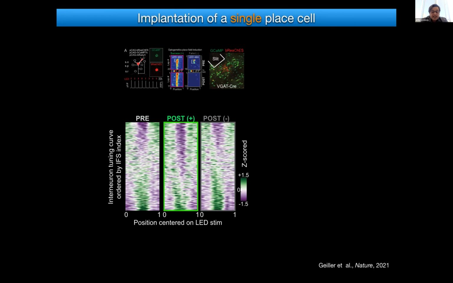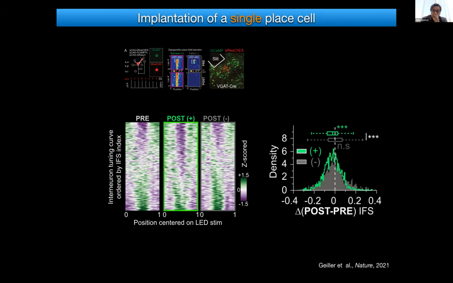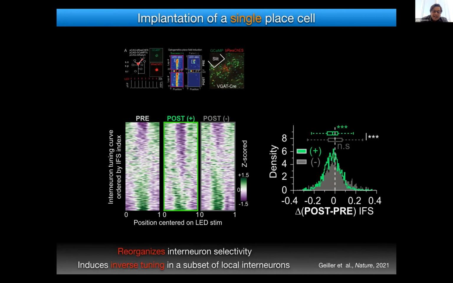And as you can see here, when the induction was successful, a subset of interneurons reconfigured their spatial tuning to develop an inverse anti-tuning, a negative response, around the location of the pyramidal cell place field in this post session. This is quantified here on the right as a left shift in the in-field selectivity index of the interneurons following successful but not failed induction. So together, these results told us that implantation of a single place cell reorganizes interneuron selectivity and induces inverse tuning in a subset of interneurons.